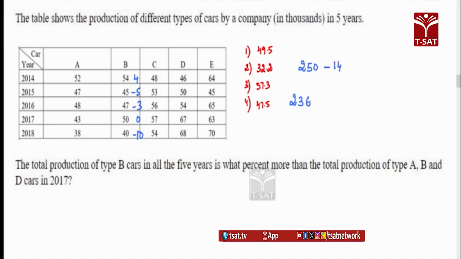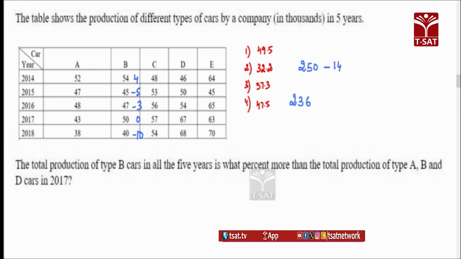You can actually do the normal sum also. But if the numbers are too difficult, sometimes these numbers are easy, but sometimes the numbers may be irritating or else not so friendly. So in that case, what you can do, you can assume a number. So here I have assumed 50. I have taken 50 into 5, that is 250, and I have taken the deviations. I have done the sum of deviations, I got 14, therefore my sum is 236. This is the total data, which is nothing but total cards produced by type B in all the years, right? So the total number of cards of type B produced is 236.